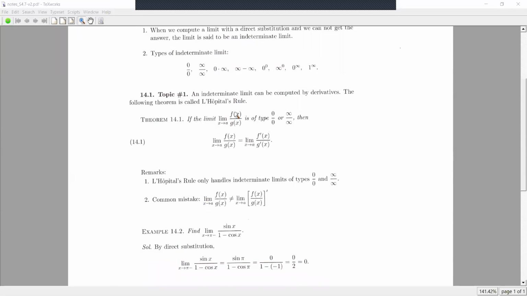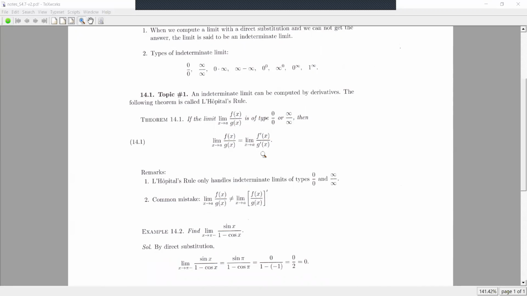Suppose we have a quotient of two functions. And suppose we want to compute this limit with direct substitution. Directly plug in a for x. If we get 0 over 0 or infinity over infinity, then L'Hopital's rule says that we can compute this limit by this limit: take the derivative of f, take the derivative of g. This formula is called L'Hopital's rule.